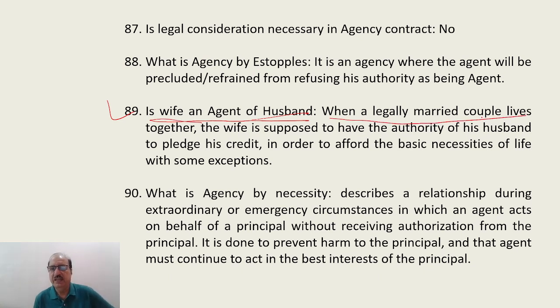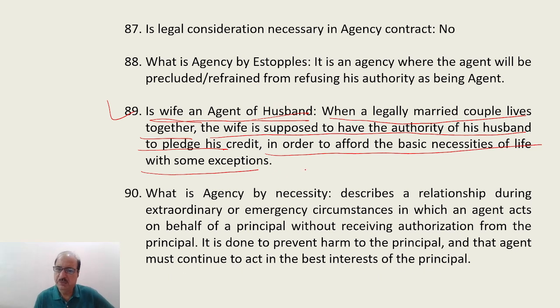When a legally married couple lives together, the wife is supposed to have the authority of her husband to pledge his credit in order to afford the basic necessities of life, with some exceptions. The wife is an agent if she is buying anything for the basic necessities of life and they are living together. Question number 19. What is agency by necessity?